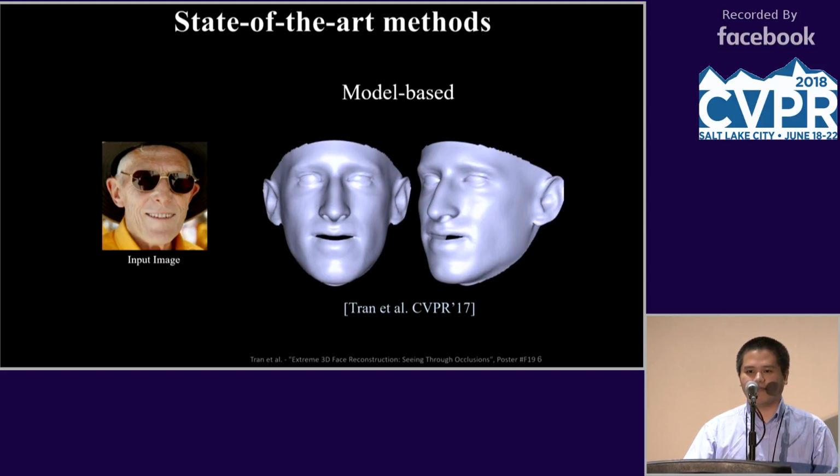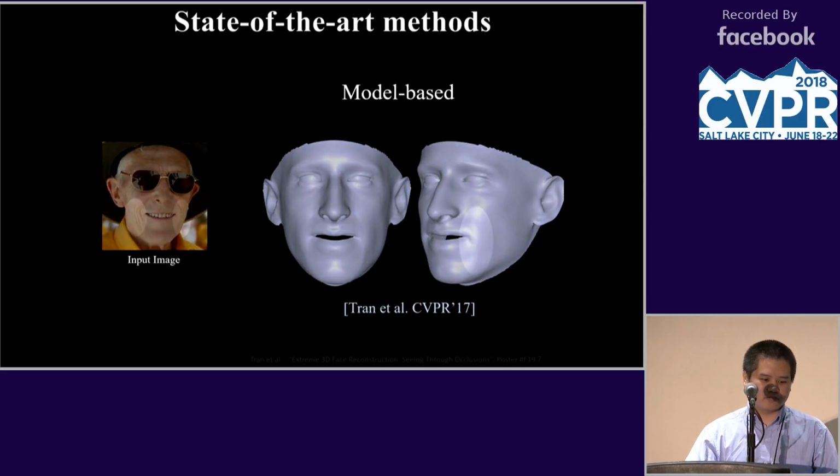The second type of method is model-based. For example, Chang in CVPR18. In this type of work, people try to fit the face in the input image into a 3D morphable model so that we can get a complete face without occlusion. However, it cannot recover the details like wrinkles, so the face looks smooth.